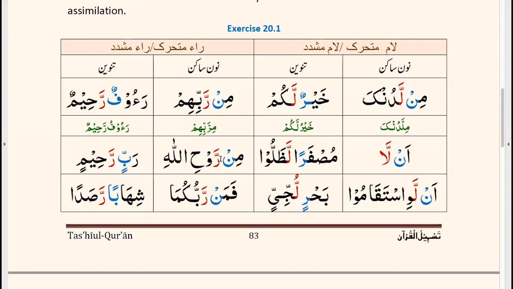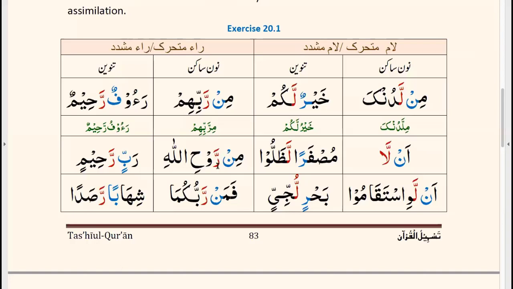Okay, so here we have a ra mushaddad. So whenever there is ra mushaddad or la mushaddad, we should be checking if there is a noon sakin or a tanween before the ra. Okay, so which one is it? Is it noon sakin or is it tanween? Noon sakin. Noon sakin. Well done. Noon carrying a sukoon sign. So what do we do? Do we read the noon? Do we ignore the noon? We read it.